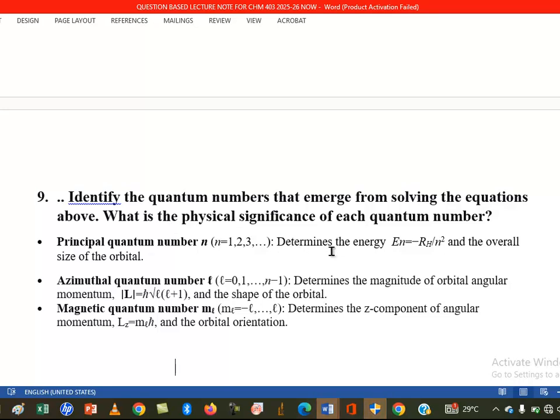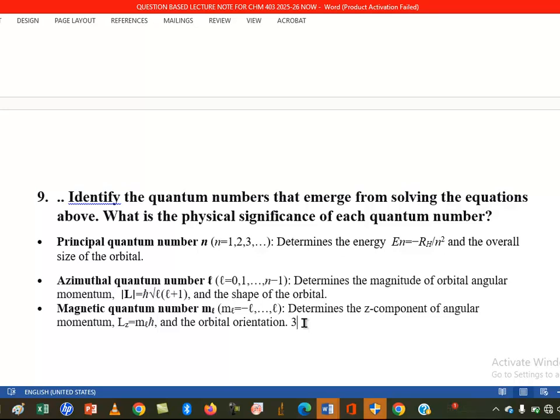So now the physical significance. Principal determines the energy and the overall size of the orbital. Azimuthal determines the magnitude of orbital angular momentum, while magnetic determines the z component of angular momentum and the orbital orientation. So these are the physical aspects of each quantum number.